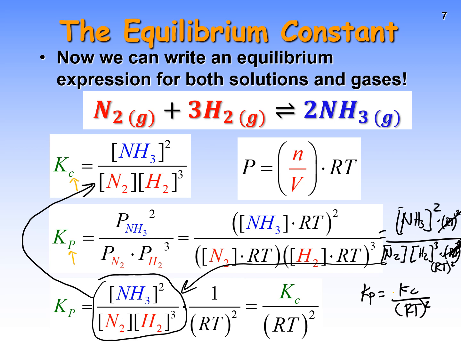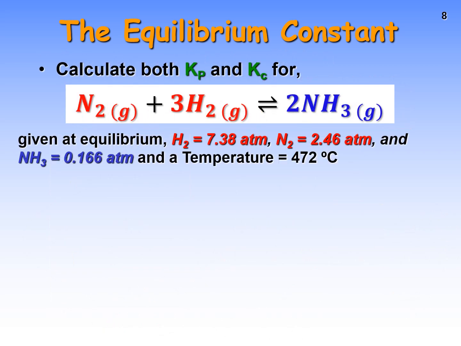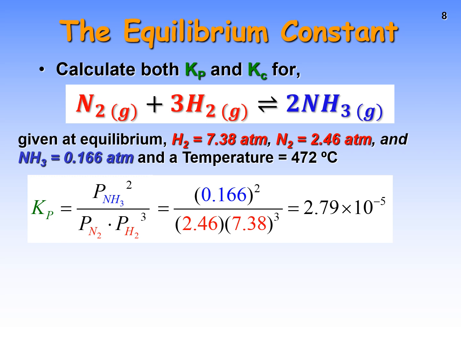Now, does this work every time? No, because if we changed our stoichiometry coefficients, we'd get a different equation. If the equation wasn't the same, we'd have to come up with an equation that would work for any generic equation. We can calculate Kp here. These are all the equilibrium pressures, so I could just plug these into the expression, and if I do that, I get this value here of 2.79 times 10 to the negative 5.